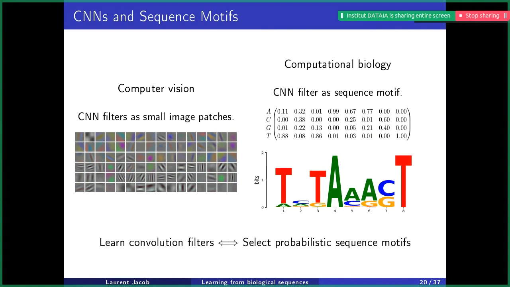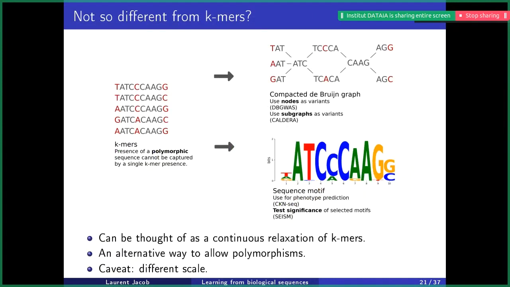So I said that the CNN was learning the convolution filters. If you believe in that, then learning the convolution filters is equivalent to selecting a set of probabilistic sequence motifs that provide a good representation, optimal for your prediction problem. And if you think in these terms, it's not that different from k-mers, right? It's a continuous relaxation of the k-mer. The k-mers could be encoded with a one-hot encoding with ones and zeros. Here it's just a relaxation of that.